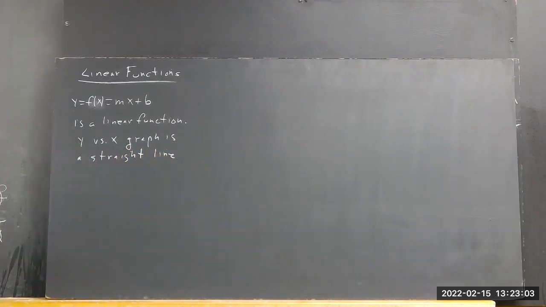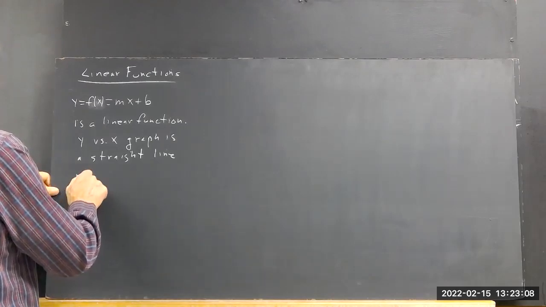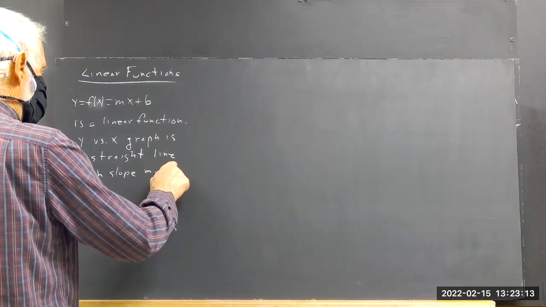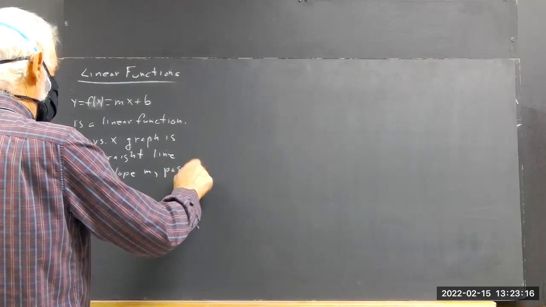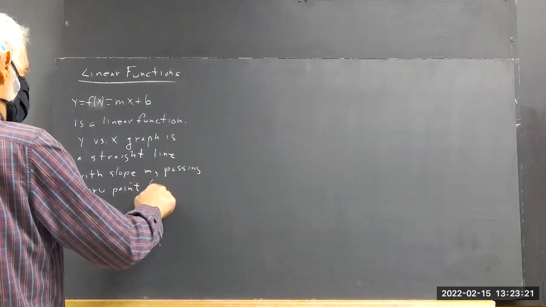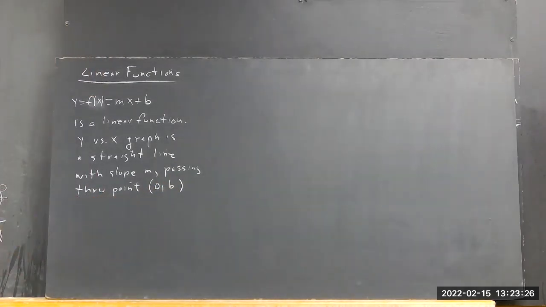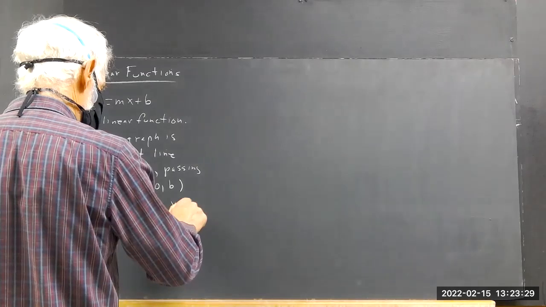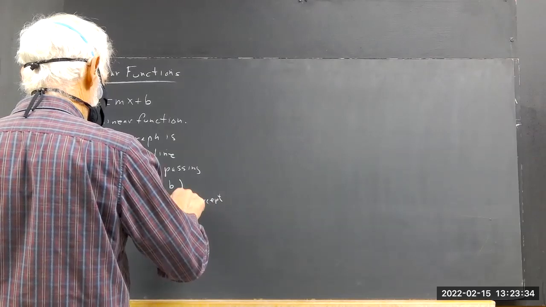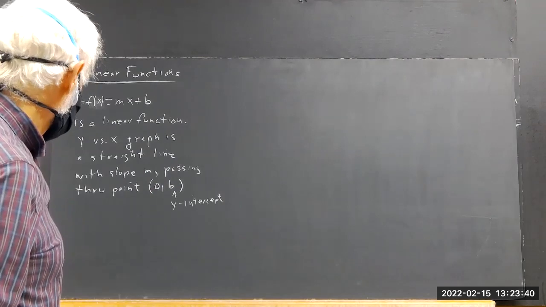Y versus X graph is a straight line. The slope M, passing through the point 0, b, and this point is called the y-intercept. So you'll immediately say, let's find the equation.